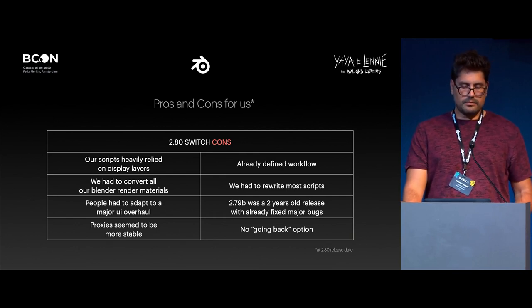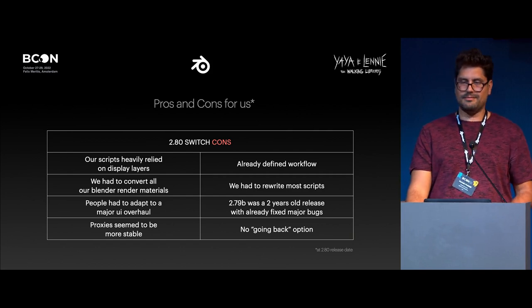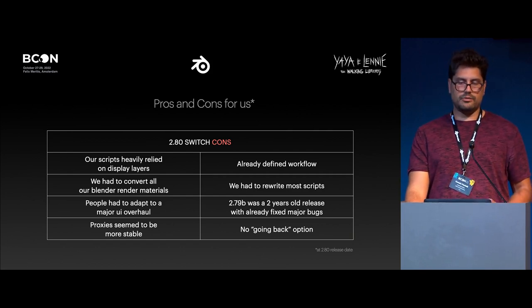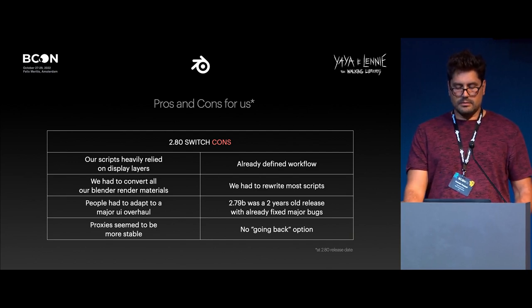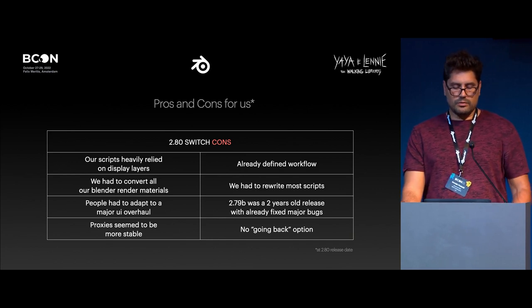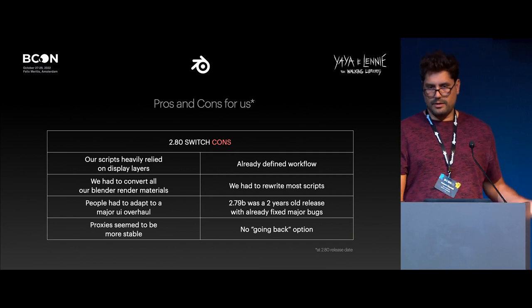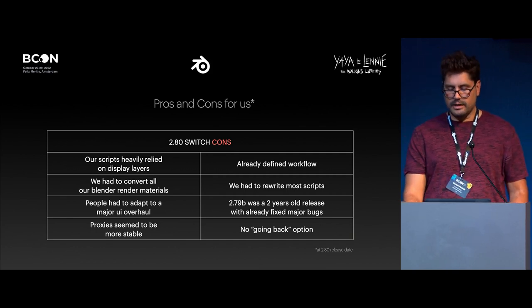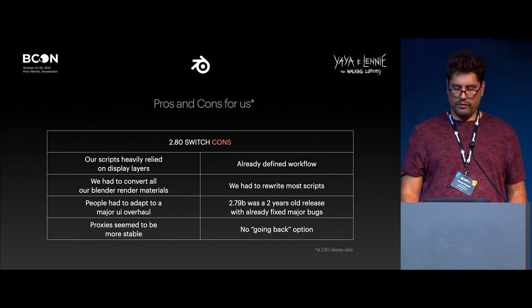And as for overrides, proxies seem to be still more stable, and as I saw in the last version of Blender, I can finally use overrides. But up until 2.93, they weren't that stable. And finally, there was no going back option. By going to 2.8, every file we saved in 2.8 wasn't going to come back to 2.79 if something didn't work. So it was actually pretty hurtful for me.